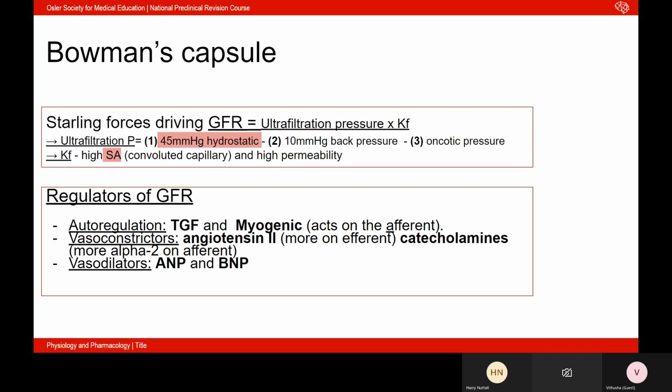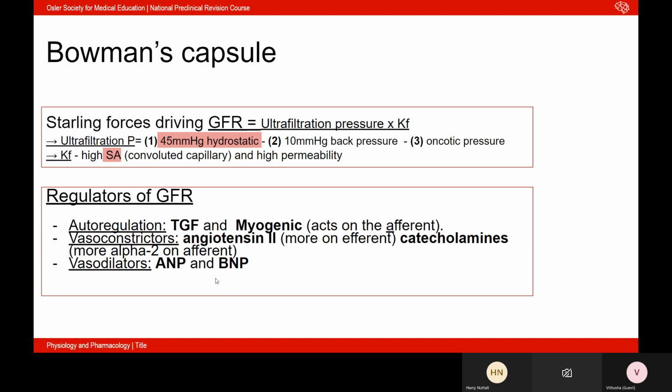There are means of controlling the GFR very tightly. So locally, there is auto-regulation. So there's the TGF, which I'll explain in the next slide, and the myogenic mechanism of control, which is where stretch in the afferent arterioles will then be counteracted by the afferent arteriole constriction. So that's a very localized response.